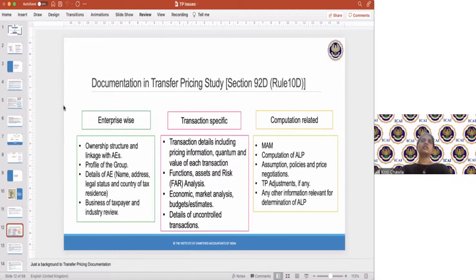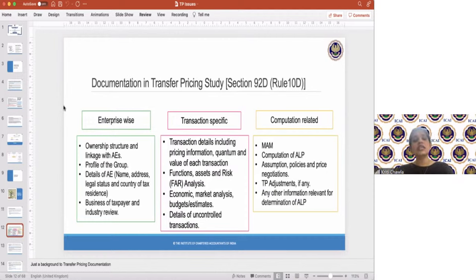The first is enterprise. When I start with a TP study, the TP study starts with the ownership structure. You have to start by saying that this private limited is my client, and then you have to say that this is the ownership structure of my client, that my client is, say for example, a parent company, and it has subsidiaries in the UK, in China, in the USA, in Germany, or wherever. So you have to provide the ownership structure of the entire group, and then you also have to say that these are the associated enterprises of the group.